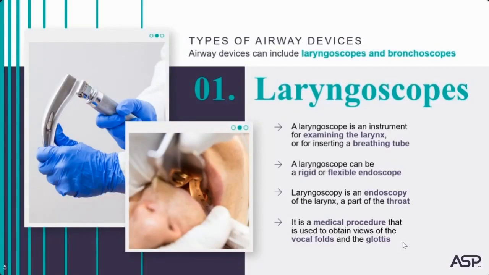The larynx, commonly called the voice box, is the portion of the respiratory tract containing the vocal cords. It is between the pharynx and the trachea. It's about 2 inches long, and its cartilage forms the Adam's apple.